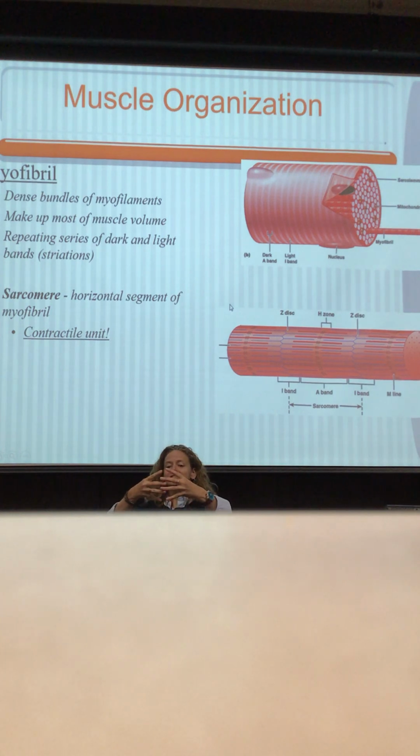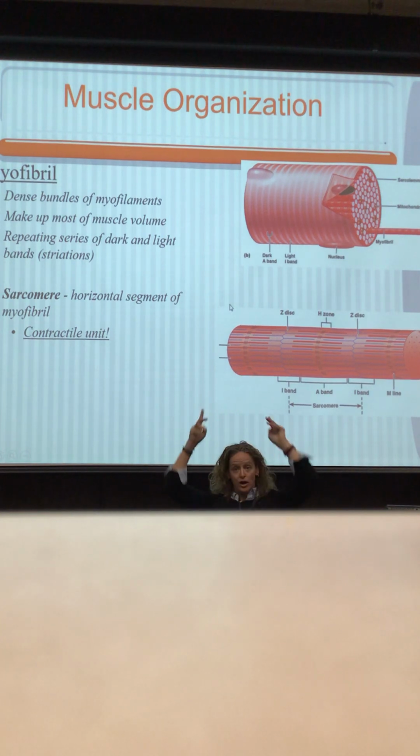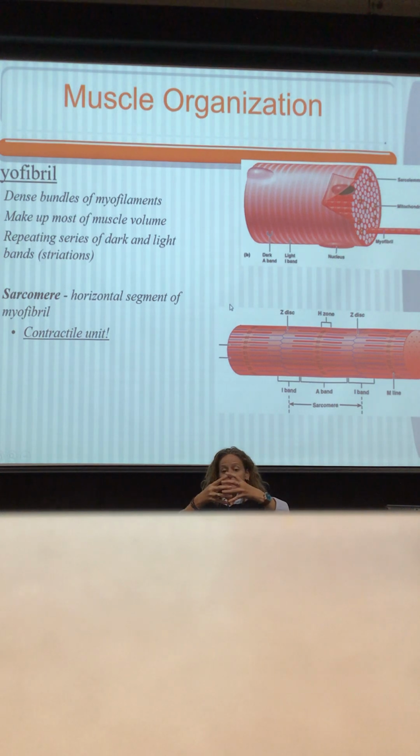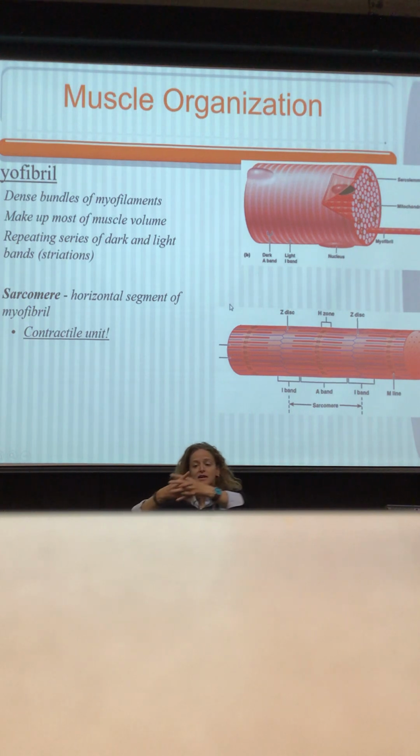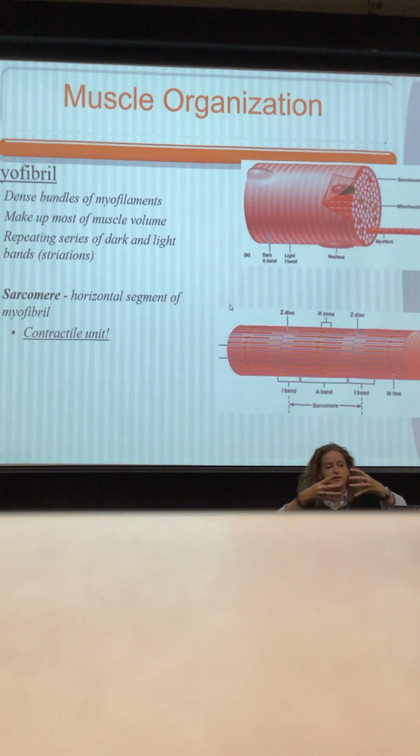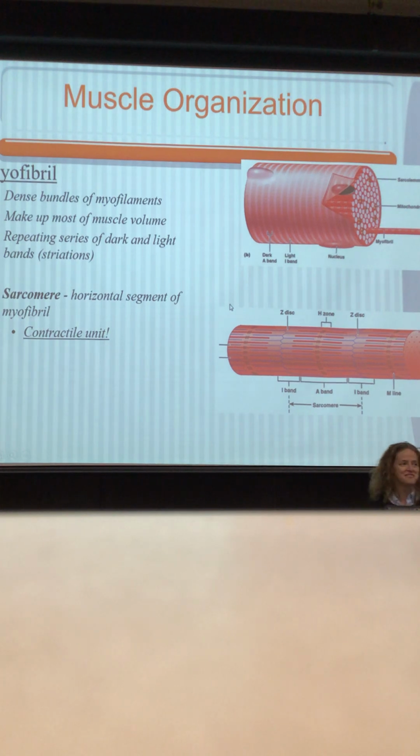So at rest, the actin and myosin are, like it shows here, alternating, but they're a little bit apart from each other. When the muscle contracts, the actin and myosin slide together. So what we're going to find is, when one sarcomere shortens, then the next one shortens, and the next one shortens, and the next one shortens, then the whole darn muscle shortens. But more of that to come.